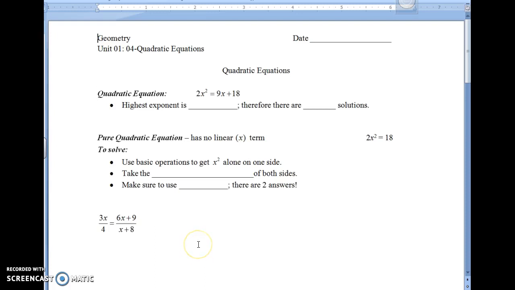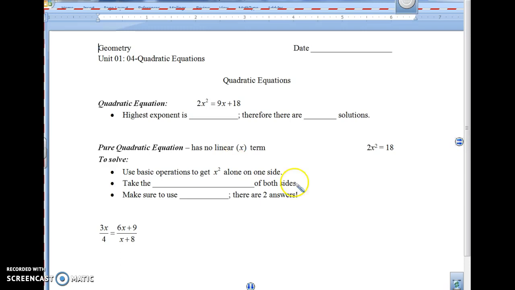This is Geometry Unit 1, Lesson 4 on quadratic equations. Since in the last lesson we talked about linear equations and inequalities, in this lesson we're going to review how to do a quadratic equation. Now, a quadratic equation would look something like this: 2x squared equals 9x plus 18. I know it's quadratic because its highest exponent is 2.